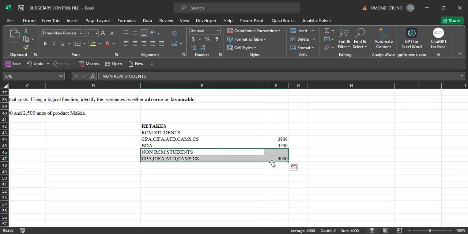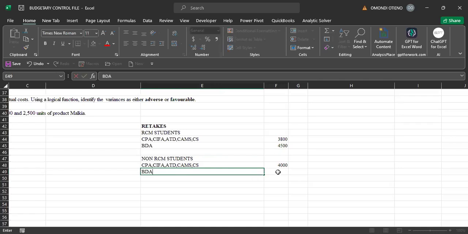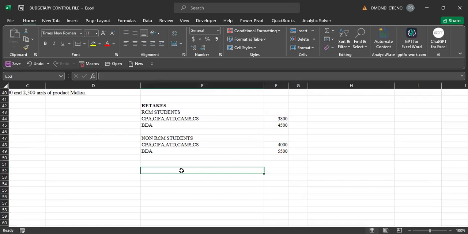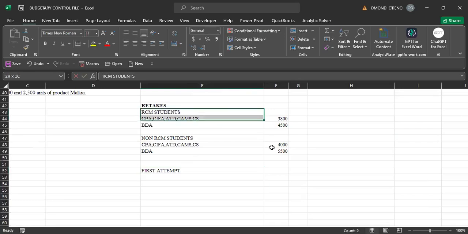Then those who are joining RCM for the first time and they are retaking this BDA, they'll be charged 5,500. Those who are doing these papers for the first time, so we have first attempt, you'll be able to enjoy these services.